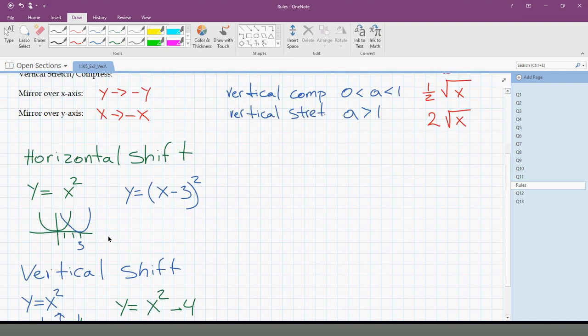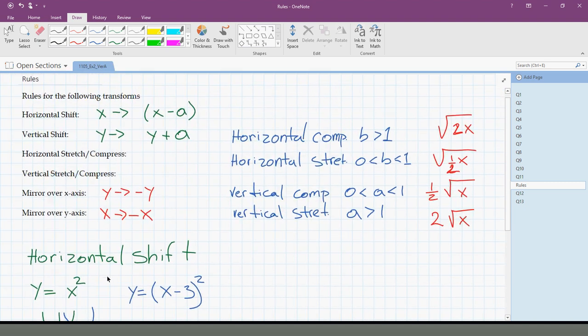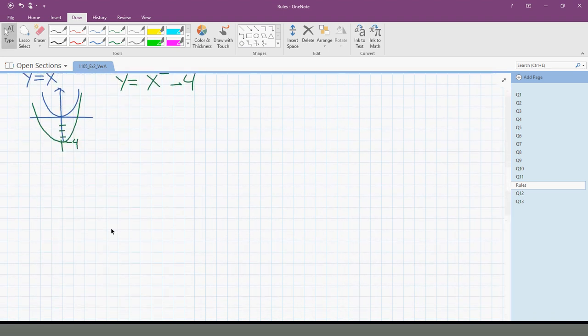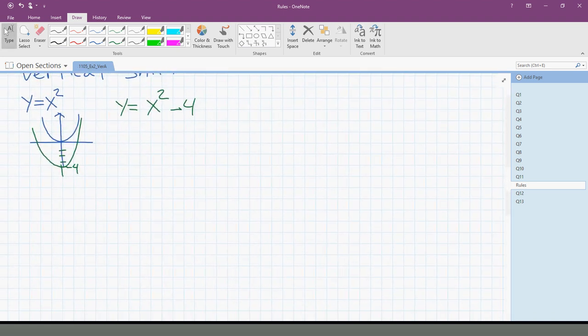Which one is the next one in here? Horizontal stretch. Yes, those two. I know, those are the confusing ones. I'm going to find an example for that one.